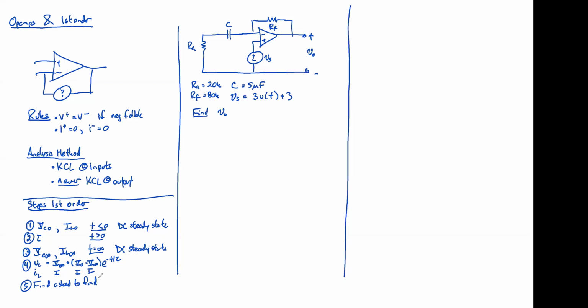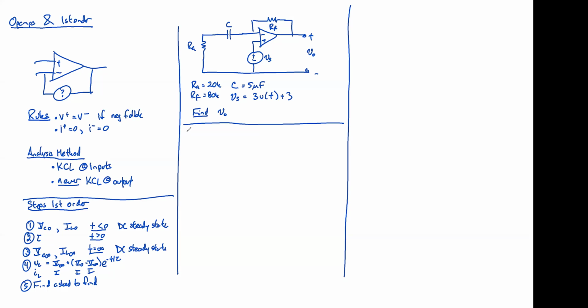What I didn't mention is that no matter what you're asked to find, you're going to find V sub C or I sub L first. And only at last, if you're asked to find something else, will you find it. So armed with those steps, let's start off analyzing this circuit.